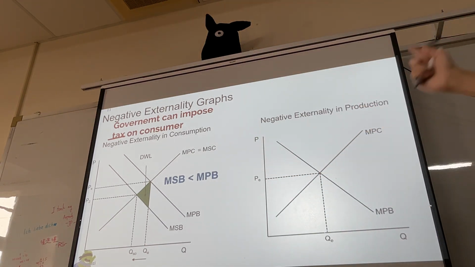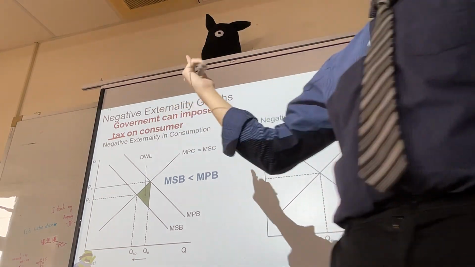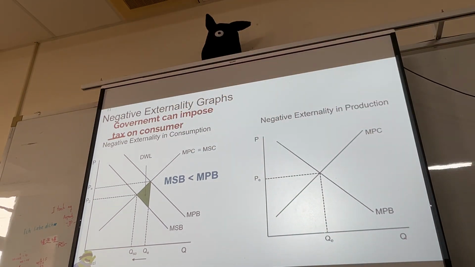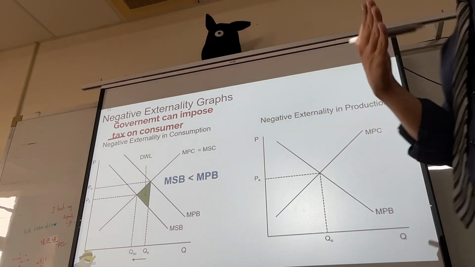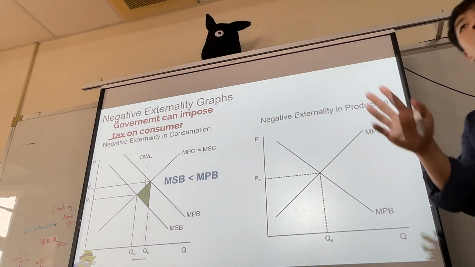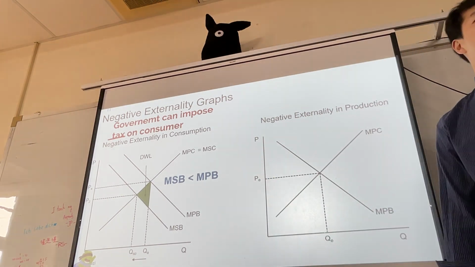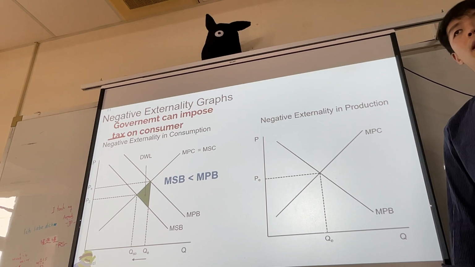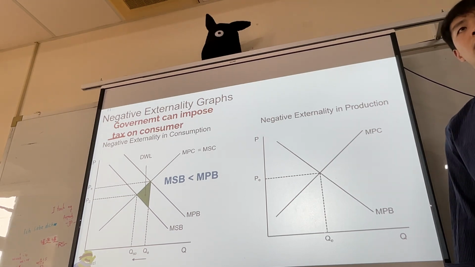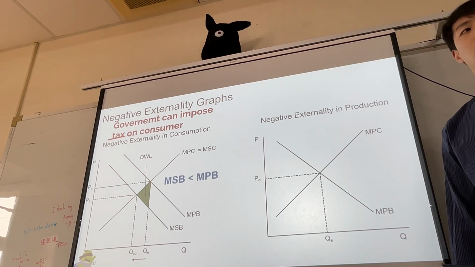And then based on the law of demand, if the price goes up, you probably won't buy it. So because of that, this will reduce the noise. So people won't play fireworks. That's super straightforward. Okay? Understand?